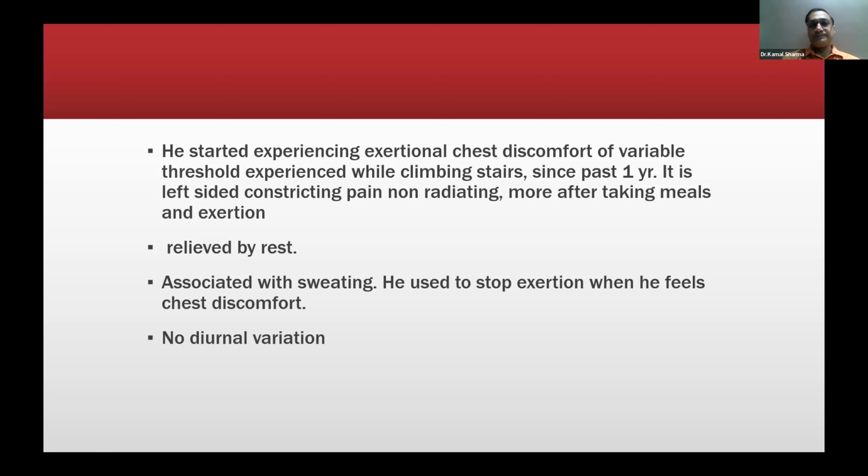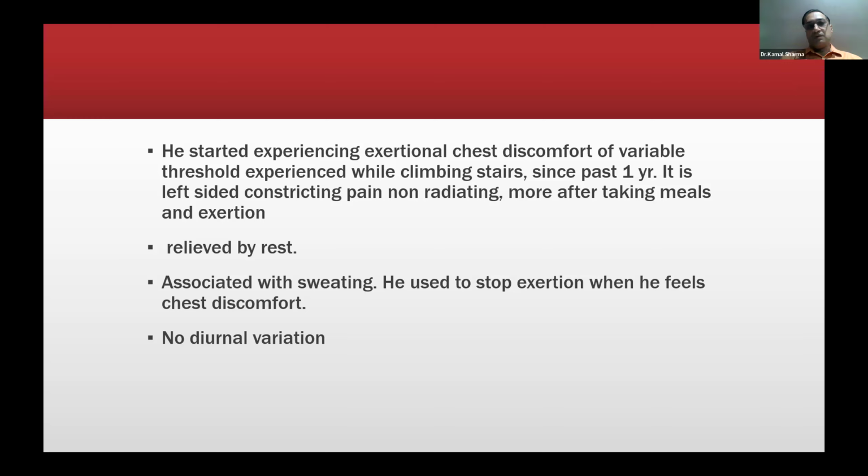What about dyspnea? You said 3 flights of stairs. Do you think it's unusual for somebody to get dyspneic on climbing 3 flights of stairs? It is unusual because he lives on the third floor, so it's his daily practice that he climbs 3 flights of stairs.